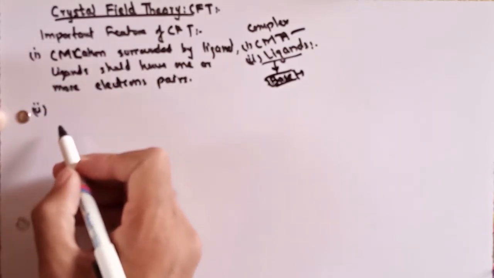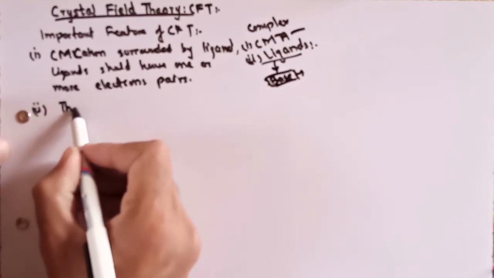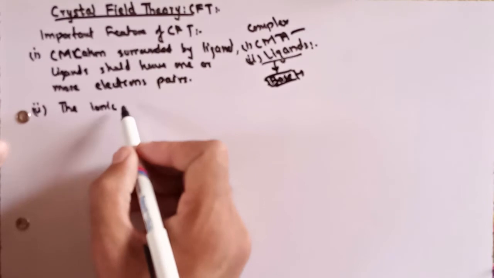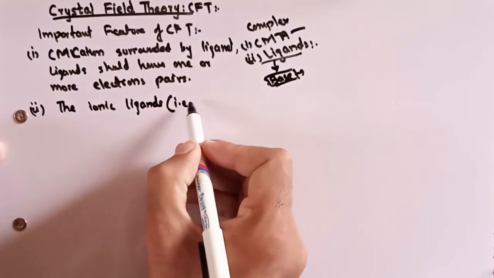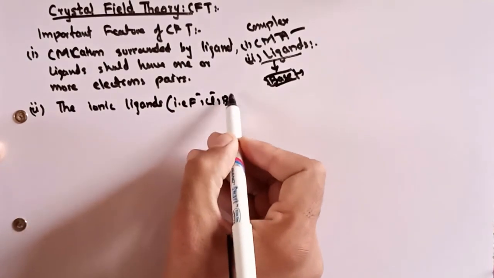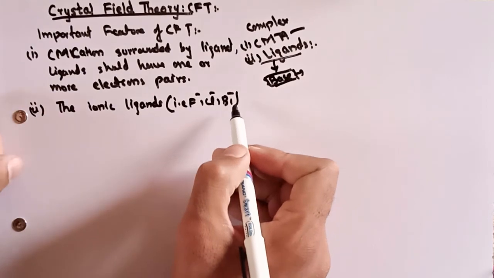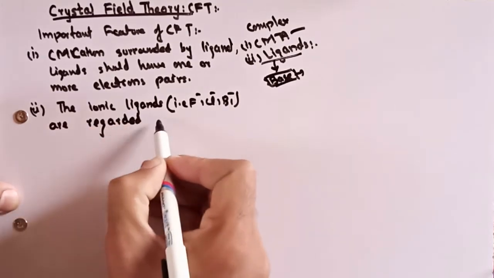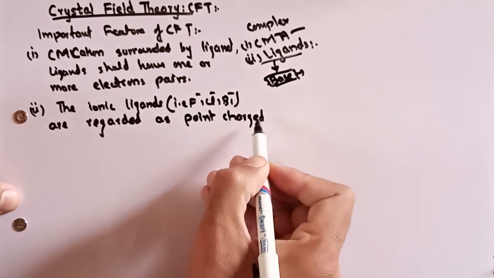Now the second postulate of this theory is that ionic ligands are regarded as negative charges. As I already told you, in this concept all parts of the complex are considered purely ionic. Ionic ligands are like fluorine, chlorine, bromine, and so on. You can also say NH3, H2O, and so on. According to this concept, all the ionic ligands are regarded as point charges.